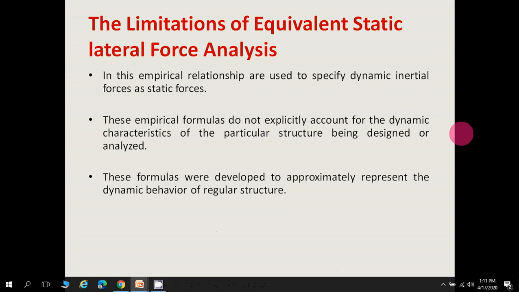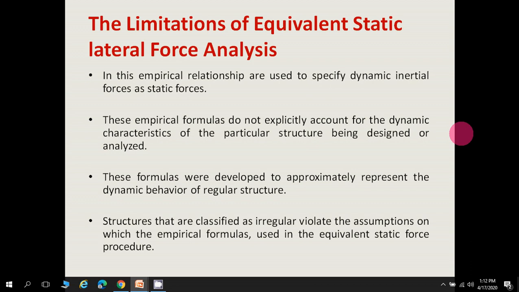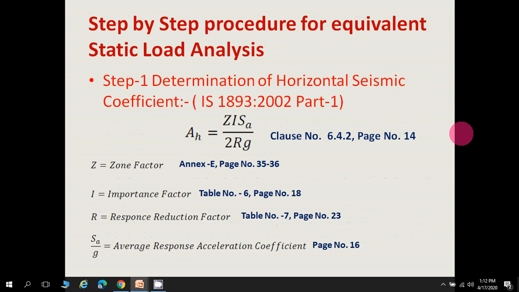Third one is these formulas were developed for approximately representing dynamic behavior of regular structures. And the last one is these formulas are not applicable to structures which are irregular in shape. So these are the four limitations of the equivalent static force analysis method.